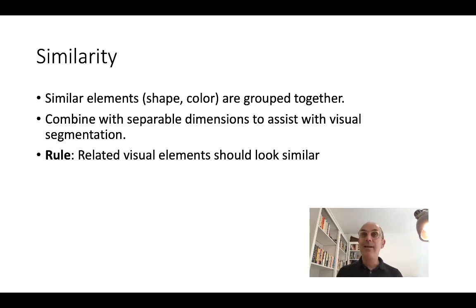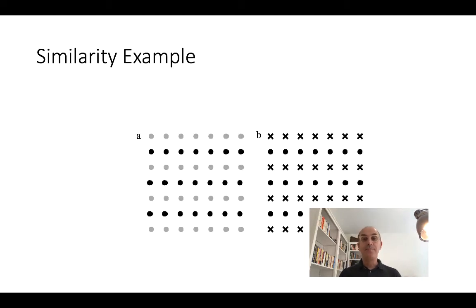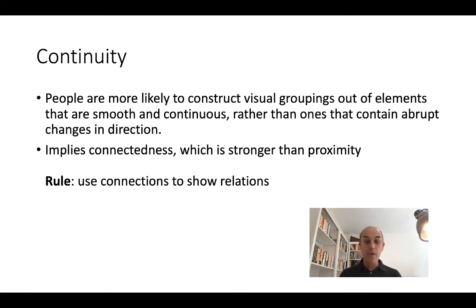Similarity is another terminology that this Gestalt rule came up with. Similar items, in shape or color, are grouped together. So it basically combines separate dimensions to assist the visual segmentation. So the rule is that related visual elements should look similar. Look at example A versus example B and see how it goes together in that example.